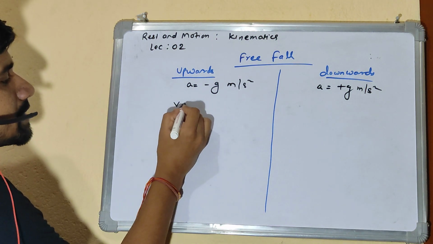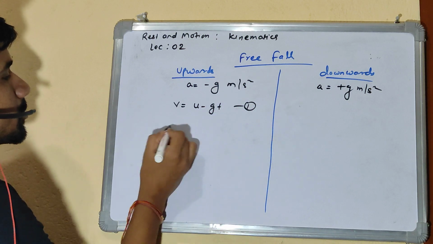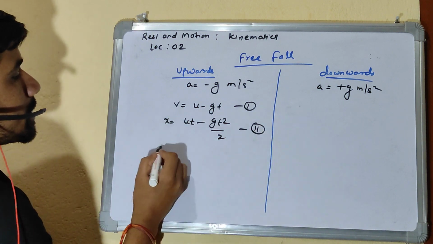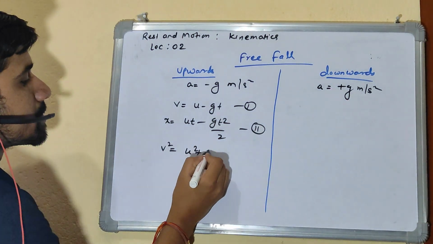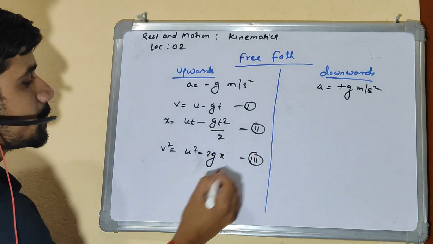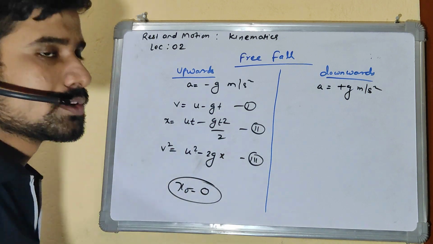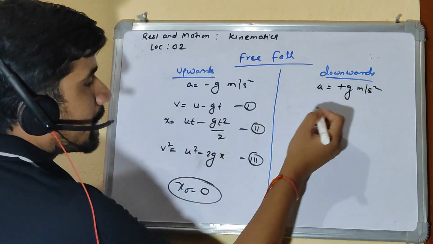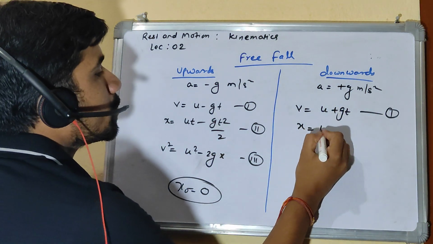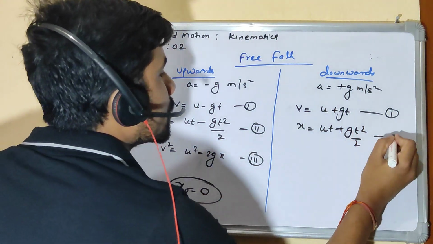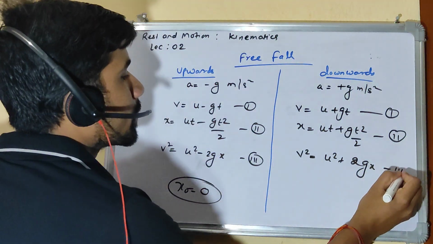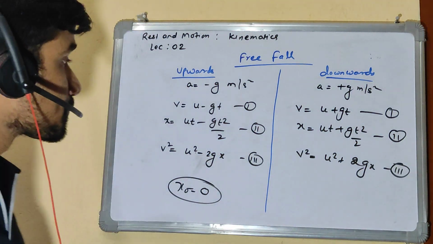Can I put the values and say that this becomes v equal to u minus gt, first equation? This becomes x equal to ut minus gt square by 2, second equation. Third becomes v square equal to u square minus 2gx, equation 3, assuming that x not equal to 0 initially. I am considering 0 as of now. Again, for downward motion, this becomes v equal to u plus gt, equation 1, x equal to ut plus gt square by 2, equation 2, and v square equal to u square plus 2gx, equation 3, right?